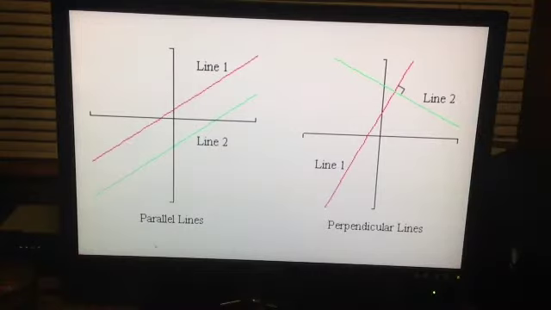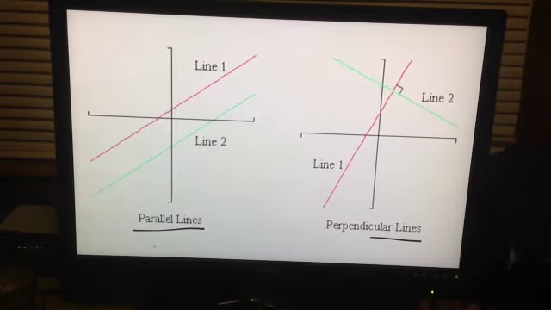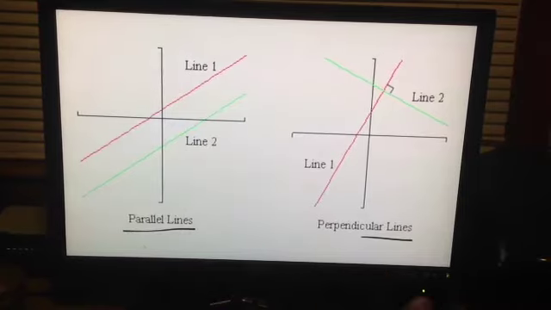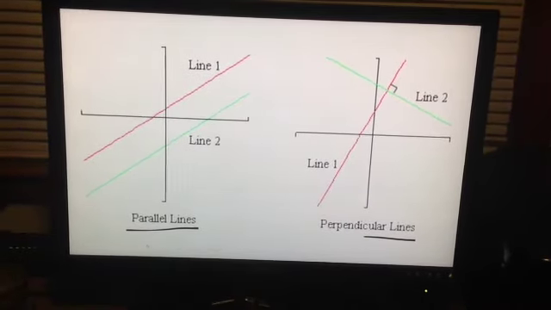Over here are parallel lines. Parallel lines are two lines that do not intersect and are coplanar. And here are perpendicular lines. Perpendicular lines are two lines that form a perfect 90 degrees and form a right angle.